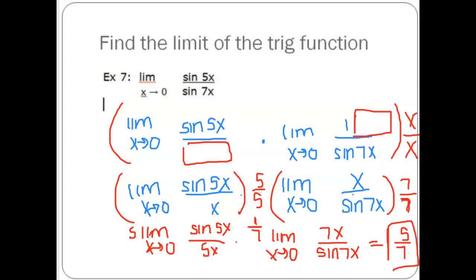Because I put 1 x with the 7x and I put 1 with the 5x.